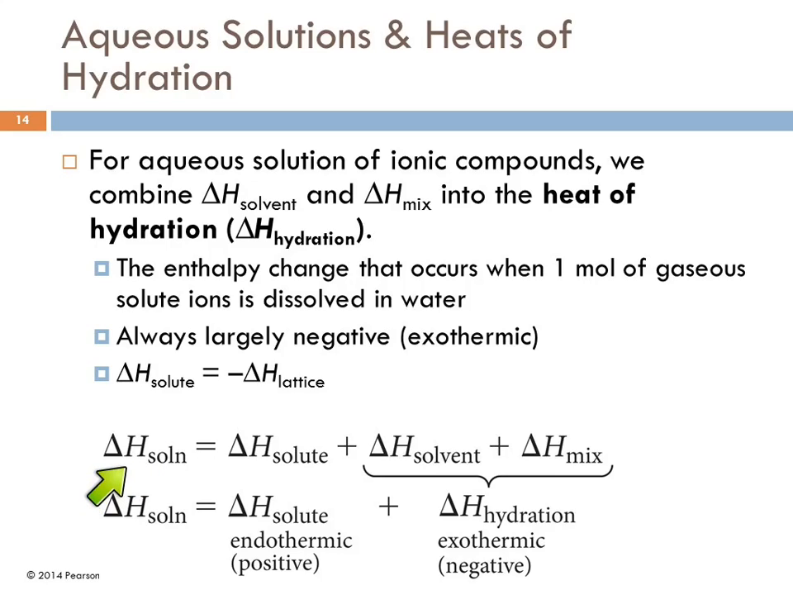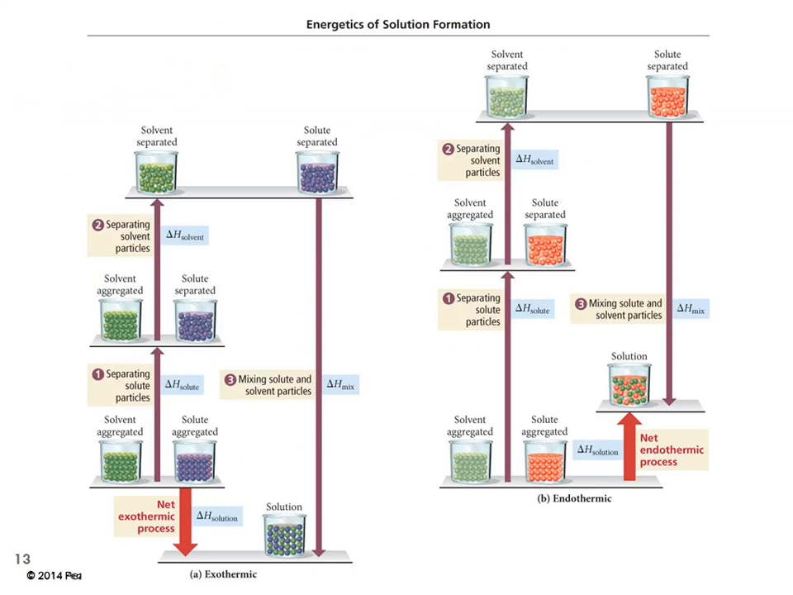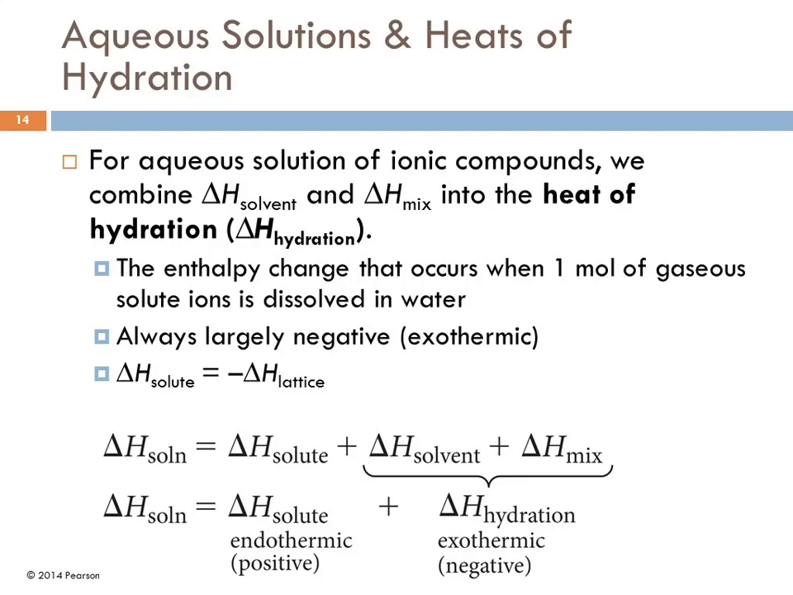So the heat of solution, the enthalpy of solution, was the energy to separate the solute molecules plus the energy to separate the solvent molecules plus the energy of mixing. I'm getting some interesting looks. Remember we did this? So we are separating the solute, we're separating the solvent, and then we're mixing them. Okay? So that's what this is saying. You add those three things and you get the energy of the solution.